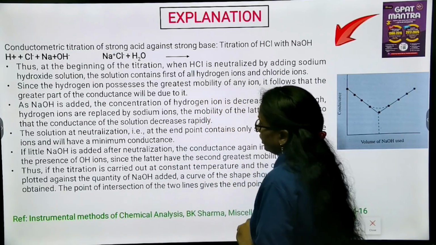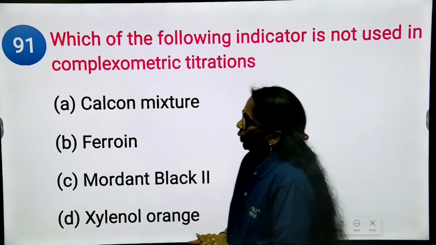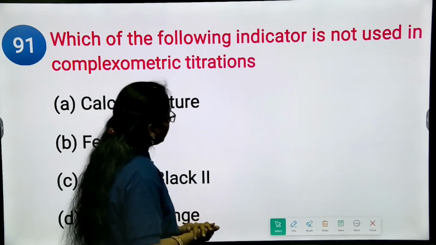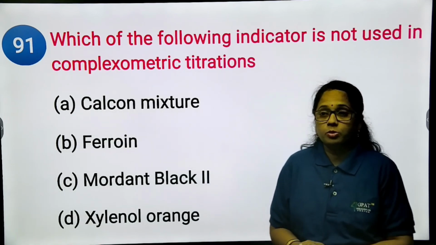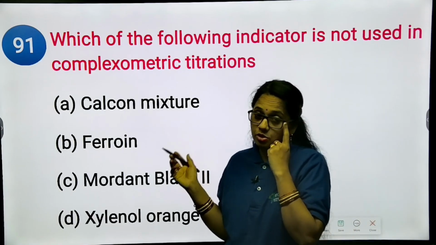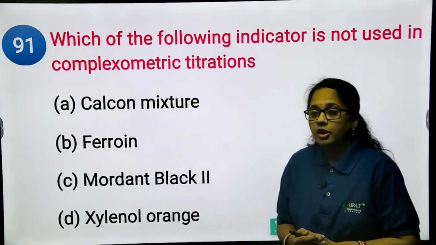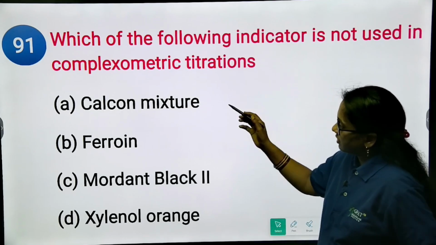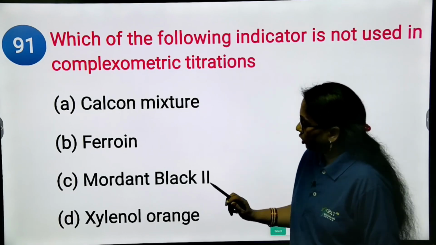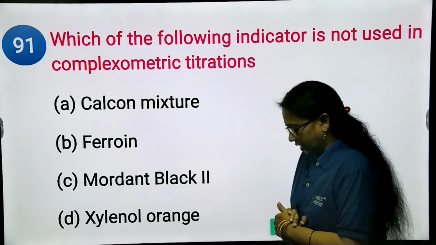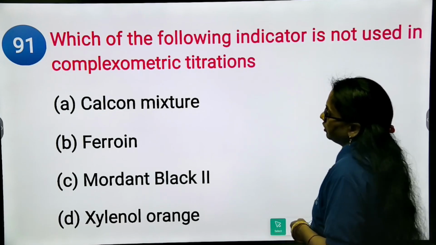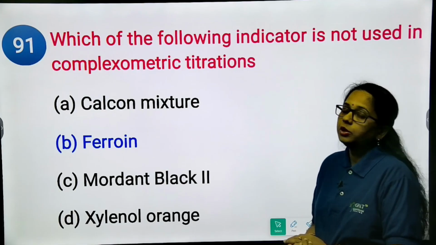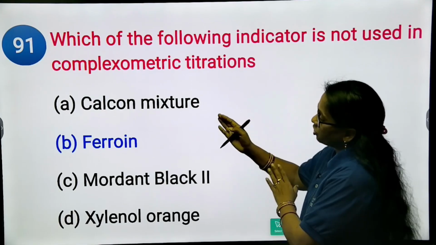Okay, let us move to the next question. Which of the following indicators is not used in complexometric titrations? The question we just saw was related to conductometry, and now it is related to complexometric titrations. The options are: calcon mixture, ferroin, Mordant Black 2, and xylenol orange. By seeing the options itself, we can identify which indicator is not used.